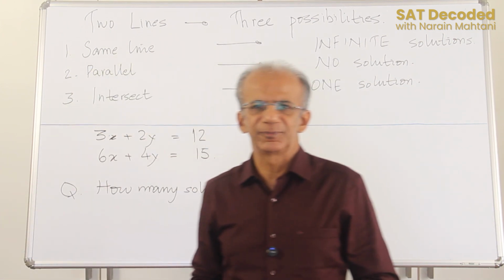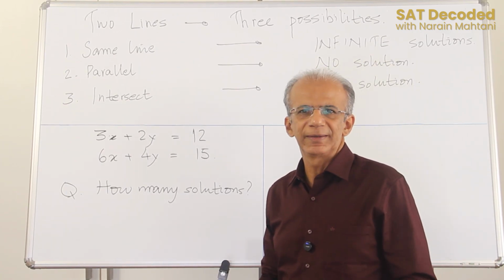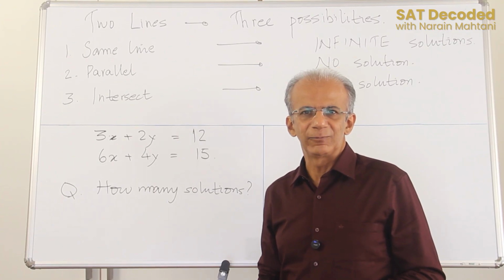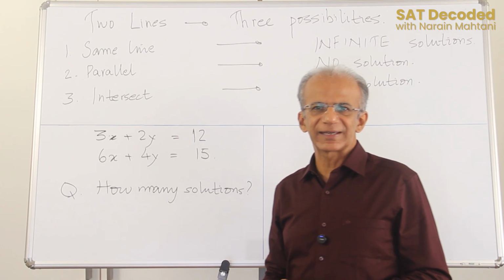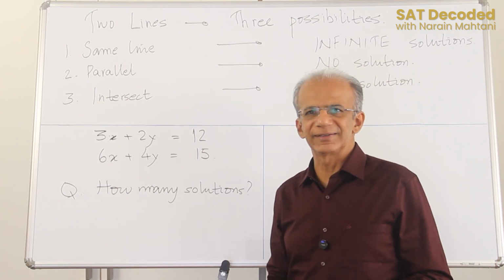Look at the left sides of both equations. The left side of the first equation is 3x plus 2y. The left side of the second equation is 6x plus 4y, which is exactly double of 3x plus 2y. So the left sides are proportional. They have the same ratio. The second is double the first.